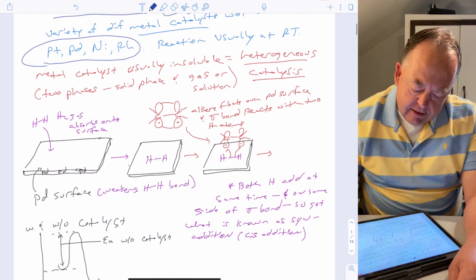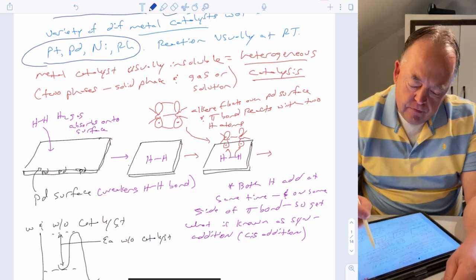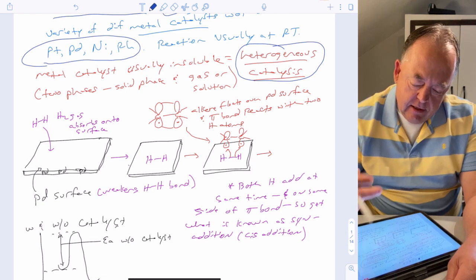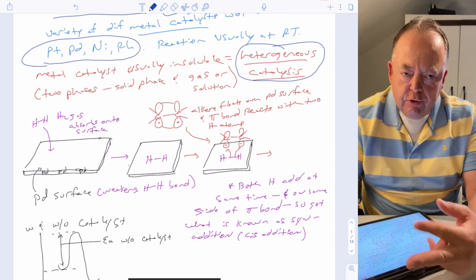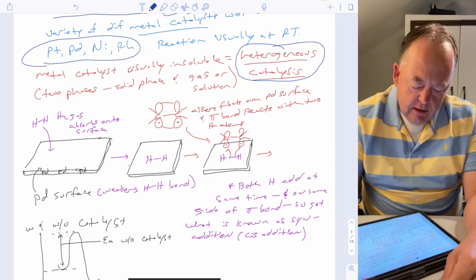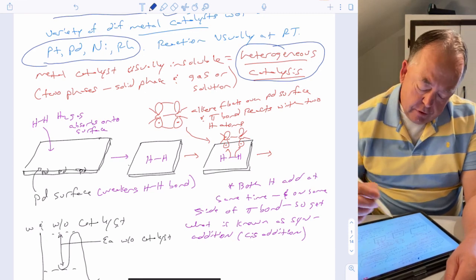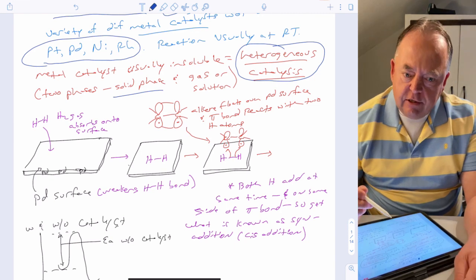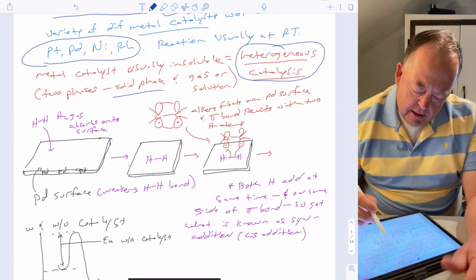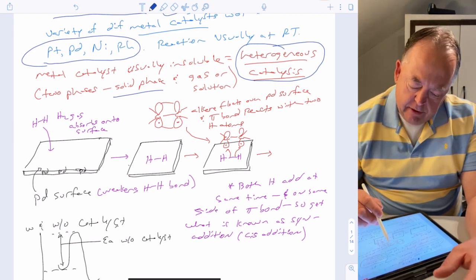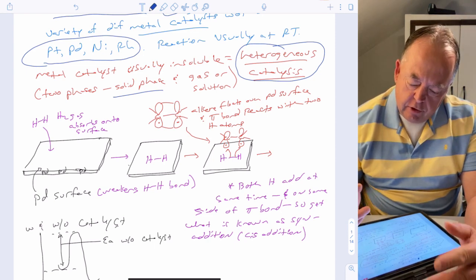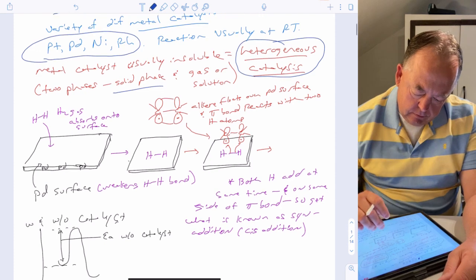So the metal catalysts are usually insoluble, and so you're doing what's known as heterogeneous catalysis. That means the reaction's occurring in at least two different phases. In this case, it's a solid phase because the platinum or palladium doesn't dissolve. And then the alkene could be introduced as a gas, or it could be in a solution. So then you have two different phases that way.